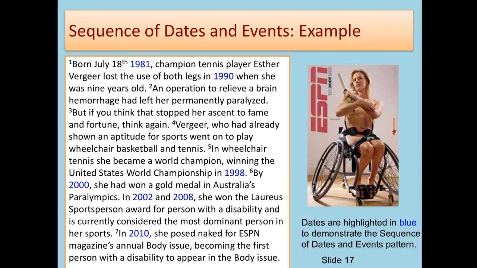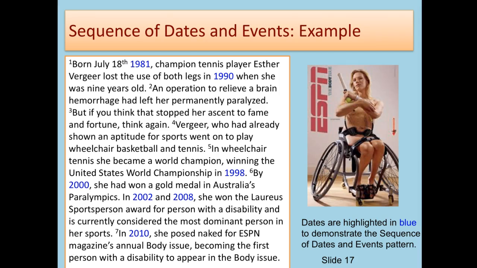In wheelchair tennis, she became a world champion, winning the United States World Championship in 1998. By 2000, she'd won a gold medal in Australia's Paralympics. In 2002 and 2008, she won the Laureate Sportsperson Award for a person with a disability and is currently considered the most dominant person in her sport. In 2010, she posed naked for ESPN's magazine annual body issue, becoming the first person with a disability to appear in the body issue.